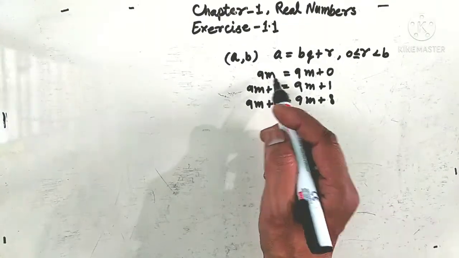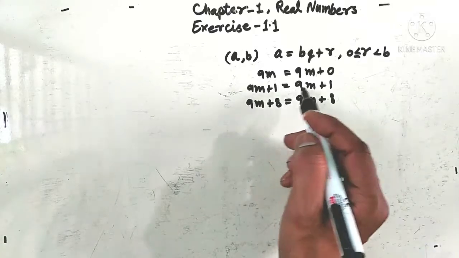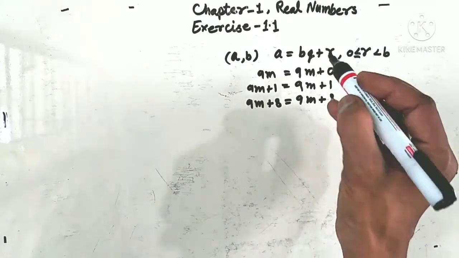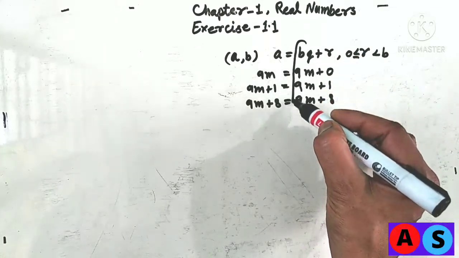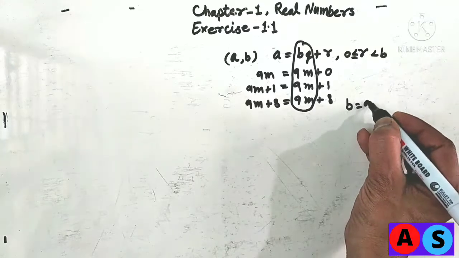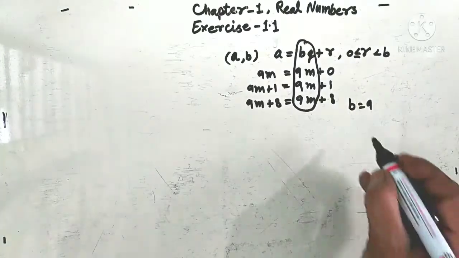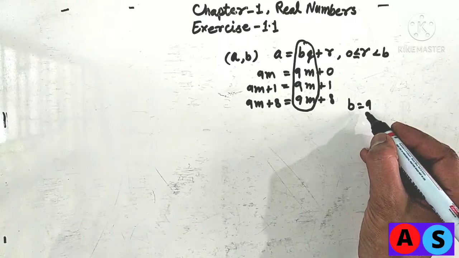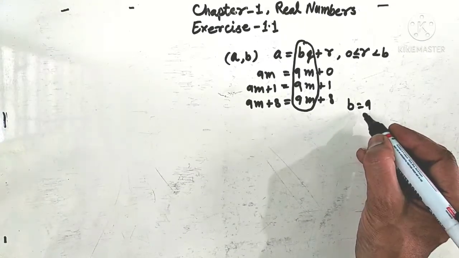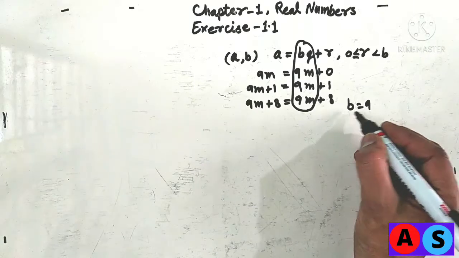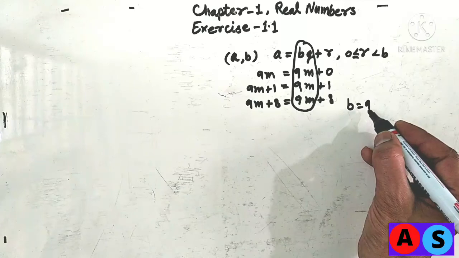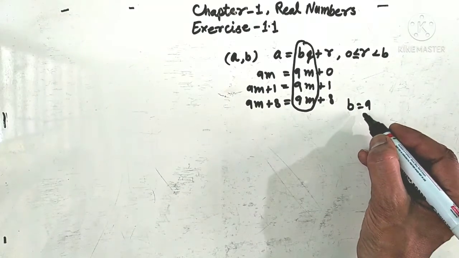In the given form, 9m is equal to 9m plus 0, 9m plus 1 is equal to 9m plus 1, 9m plus 8 is equal to 9m plus 8. On comparing these forms, we find that the value of b is equal to 9. Students, if we take b equal to 9, then the equation will be more difficult because we have to solve 9 forms of integer a. So we try to take a smaller number, from which we can take 9 as a common factor.